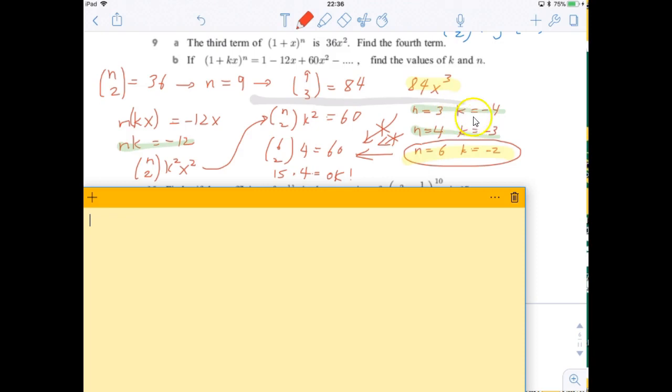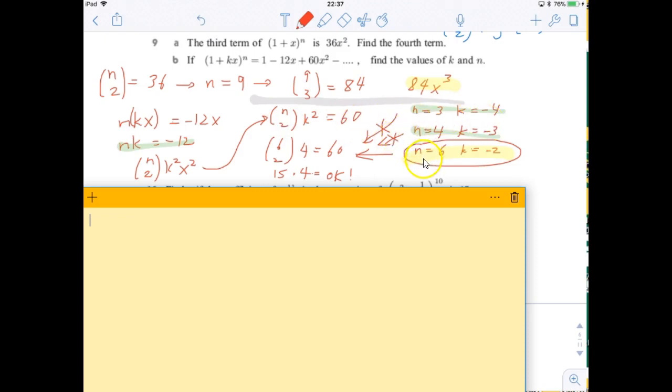So first we'll try n equals 3, k equals negative 4. When we put k equals negative 4 into k squared, we're going to get 16 here, and we can see we're never going to get 60. There's no integer you can multiply times 16 to get 60, so this one's out. Let's try n equals 4, k equals negative 3. When k equals negative 3, you put that into k squared, you get 9. More newsflash, 9 times an integer will never give you 60, so that one is also out.